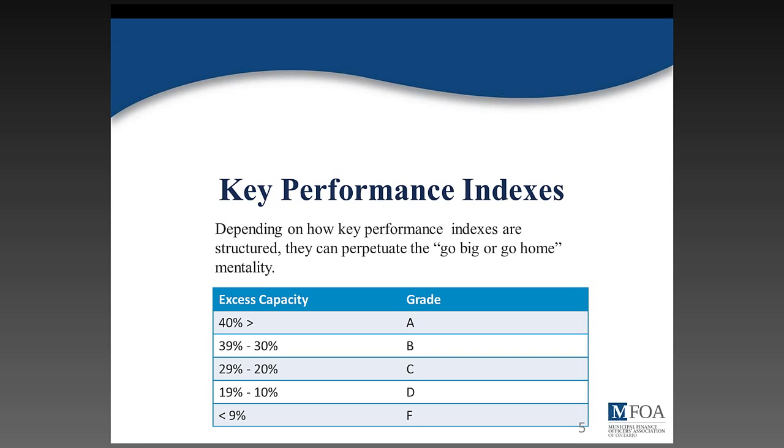I observed this bias in many ways, but one of the most telling ways was when I attended a webinar on key performance indexes. At this webinar, one of the slides showed a table like this one. The table is meant to grade how much excess capacity a road has at a given time. As you can see, the more excess capacity you provide, the better mark you can give yourself. There is no such thing as too much capacity in this grading scheme.